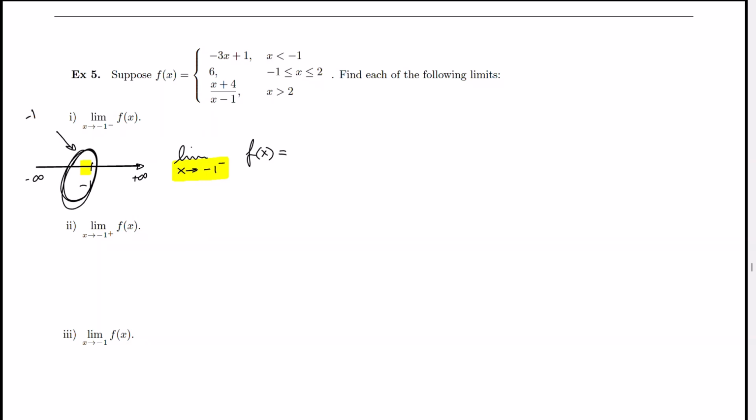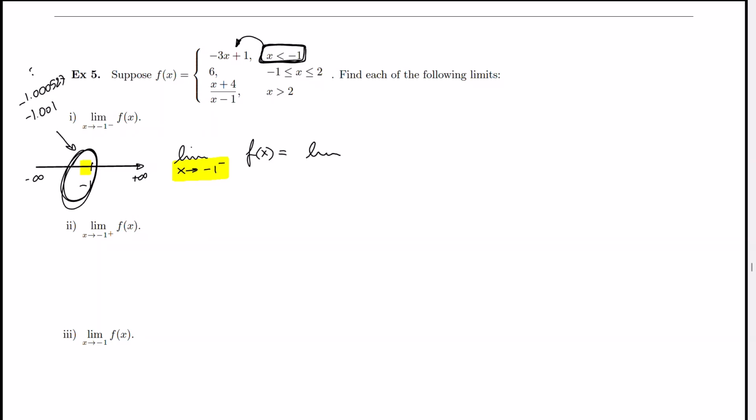like negative 1.001 or negative 1.000527 or random things like this. The list goes on forever. What those numbers have in common is they're all smaller than negative 1. They're all slightly smaller than negative 1. So the name of the function is negative 3x plus 1.